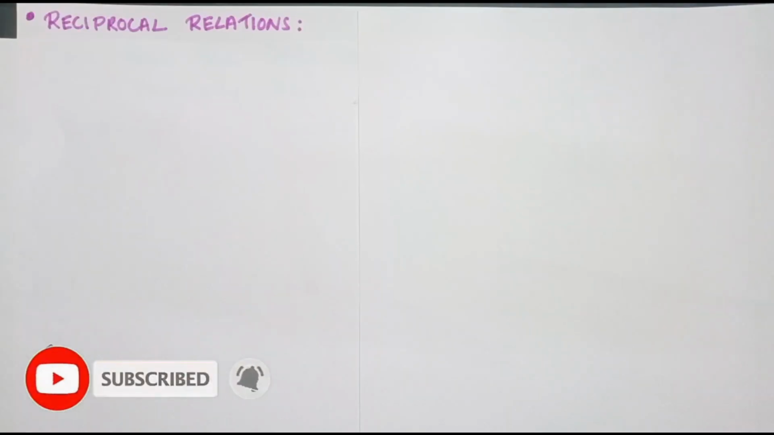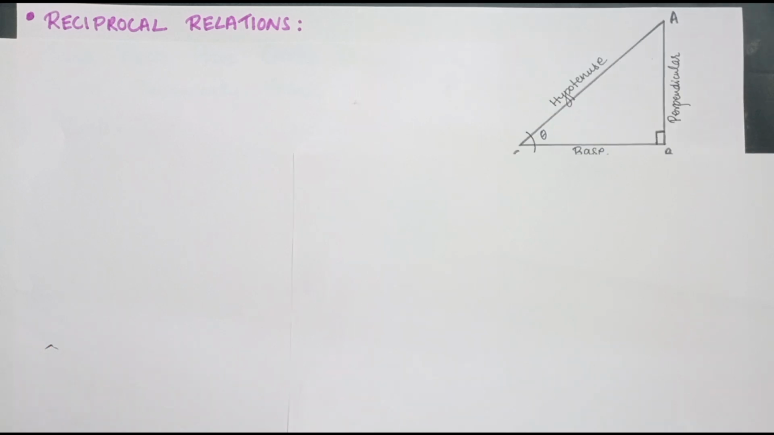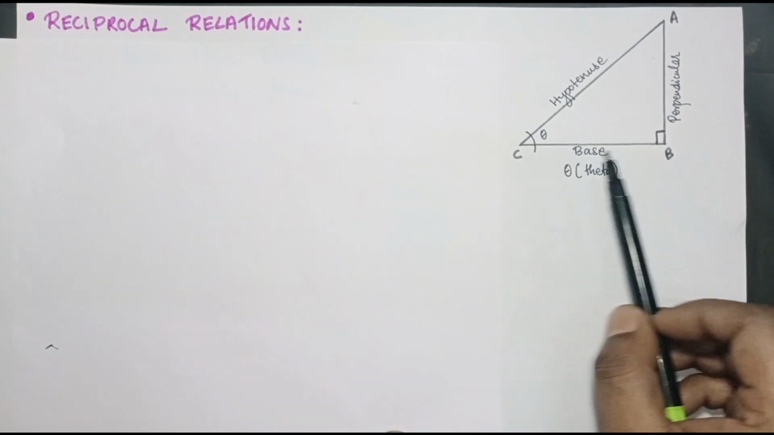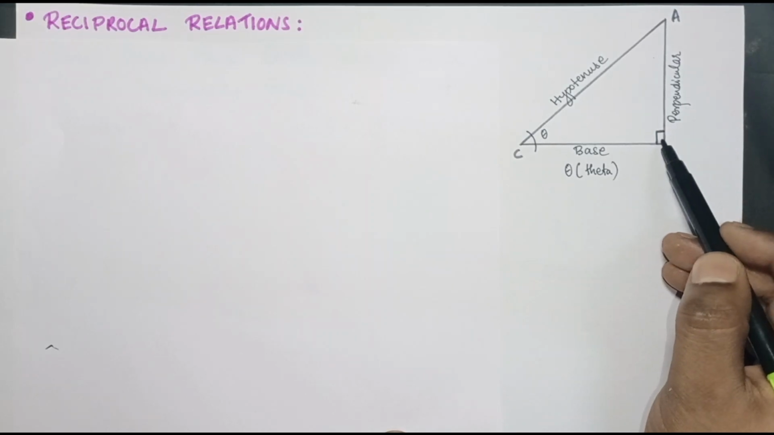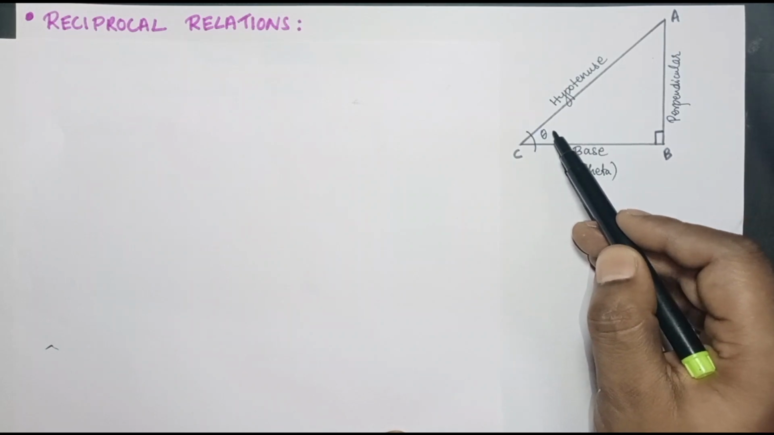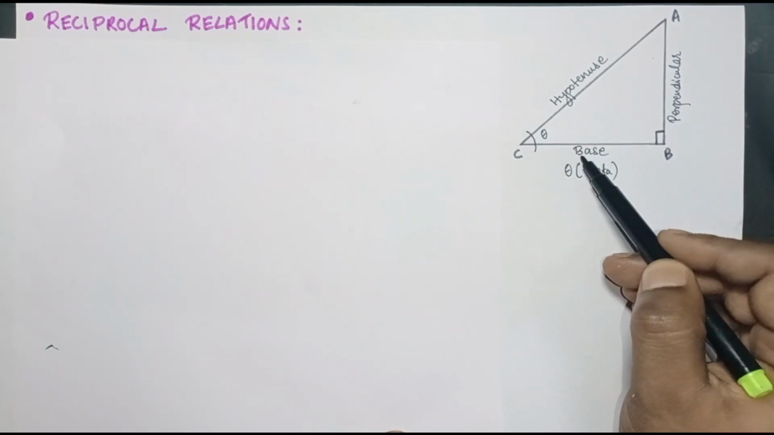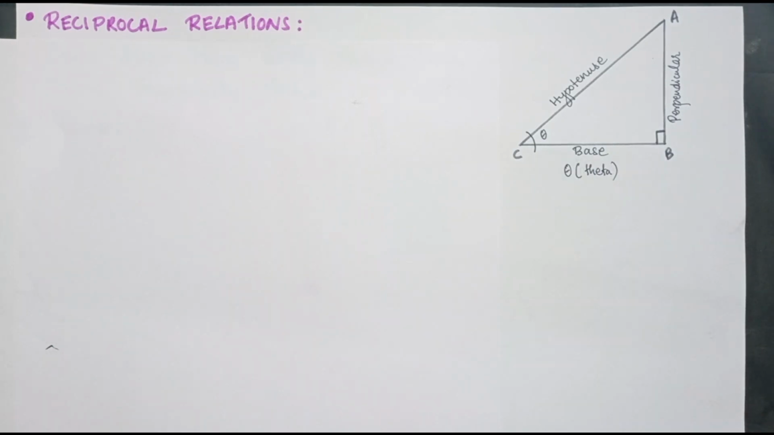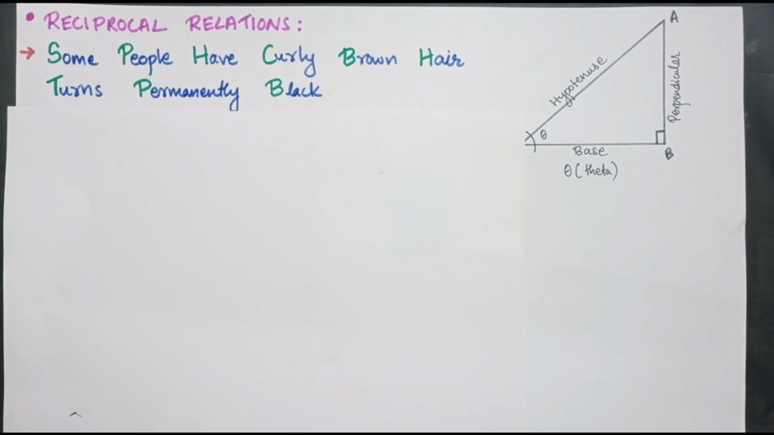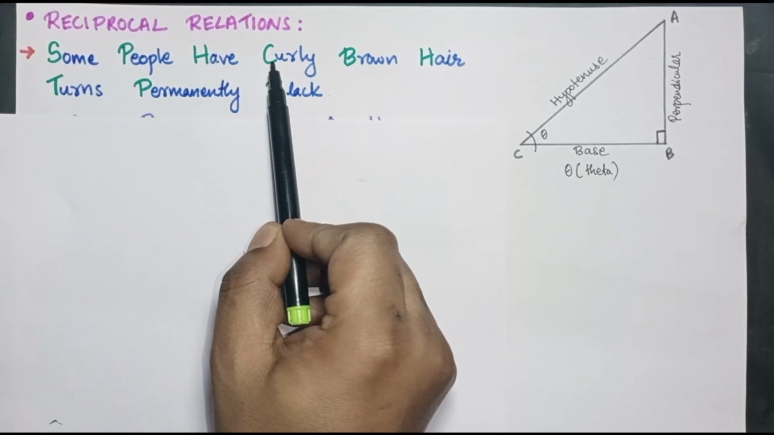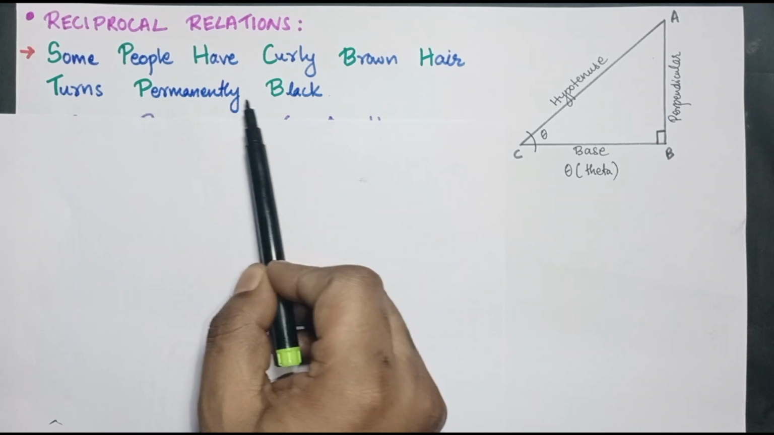So here we have another topic, your reciprocal relations. You have to know this also. As you know, trigonometry is all related to the right angle triangle. This is a right angle triangle, this is your 90 degrees. The opposite of 90 degrees is always the hypotenuse. This is your theta. The side opposite theta will always be your perpendicular, and obviously the remaining one will be your base. Now as you know, we have just done this: some people have curly brown hair turns permanently black.